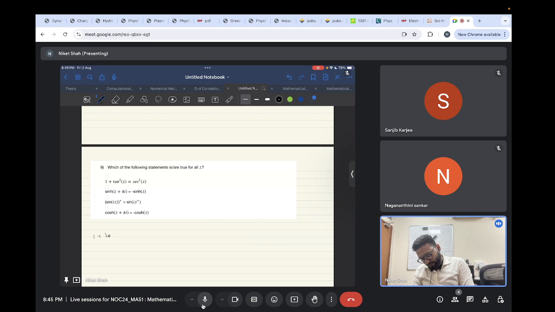1 plus tan square z is equal to sec squared z. Again, the question is which of the following statements is or are true for all z. So we have to establish these identities for any value of z. Let z equal x plus iy, and we want to establish whether 1 plus tan square z is equal to sec square z, right? So 1 plus tan square z is 1 plus sine square z divided by cos square z.